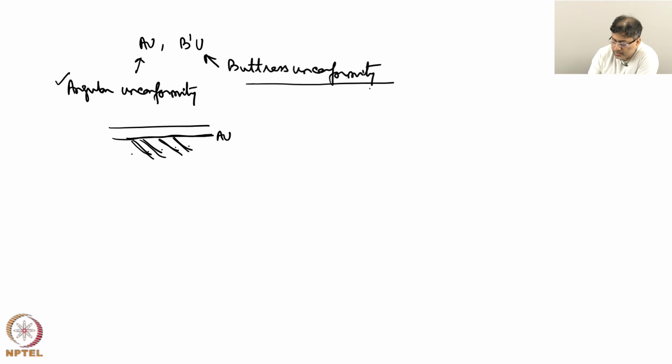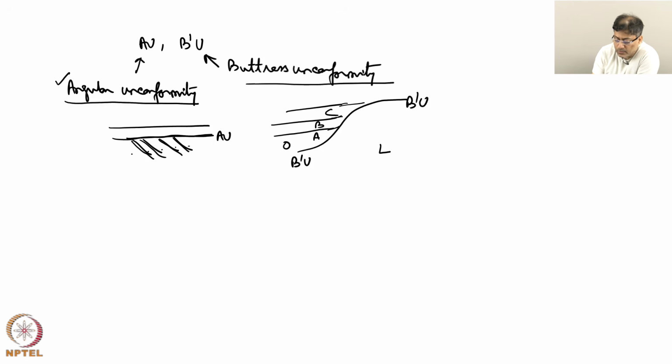in case of a buttress unconformity, this is the land, this is the ocean, and say there are depositions of layer A, B and C. These are the younger layers. So, the younger layers are at an angle with the buttress unconformity. This is one of the ways of telling the difference between the angular unconformity and the buttress unconformity.